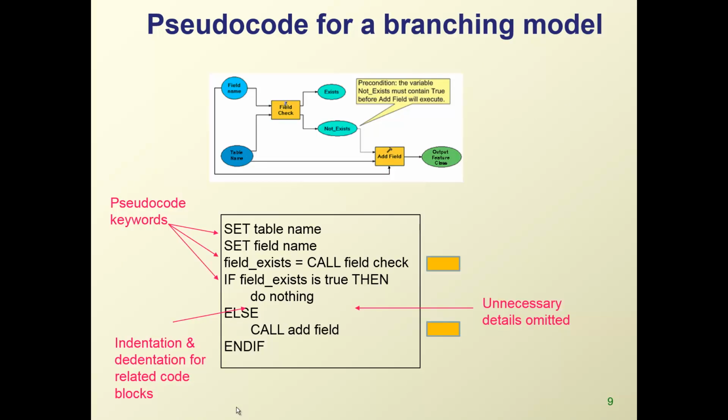This slide repeats what we were talking about on the previous slide, that the do nothing is unnecessary. But I just want to point out the pseudocode keywords: set, call, if, then, else, end if. Those are all caps, and that's intentional. And we also do use indentation in pseudocode to make it easier to read. In things like conditional statements where something's going on inside of there, we use indentation to show that it's part of what's going to happen if that condition is true.